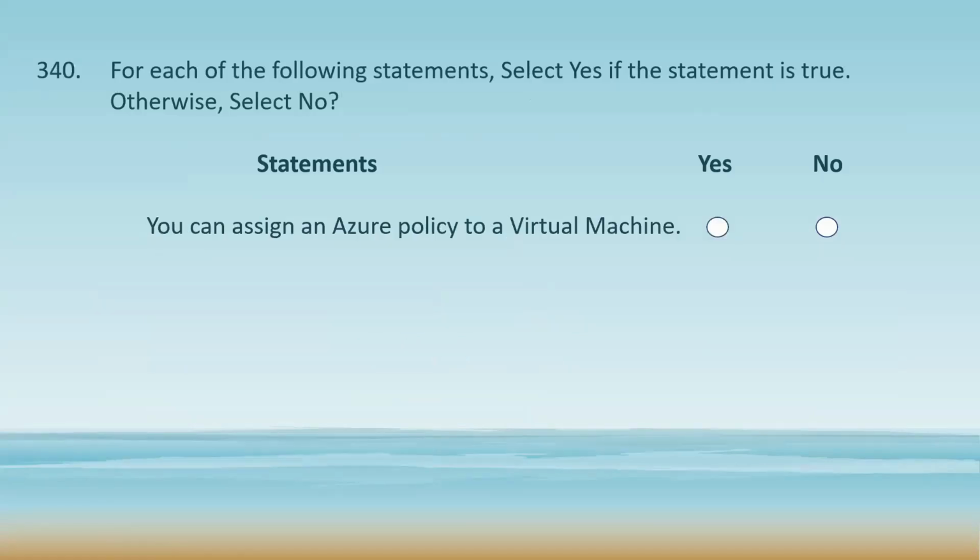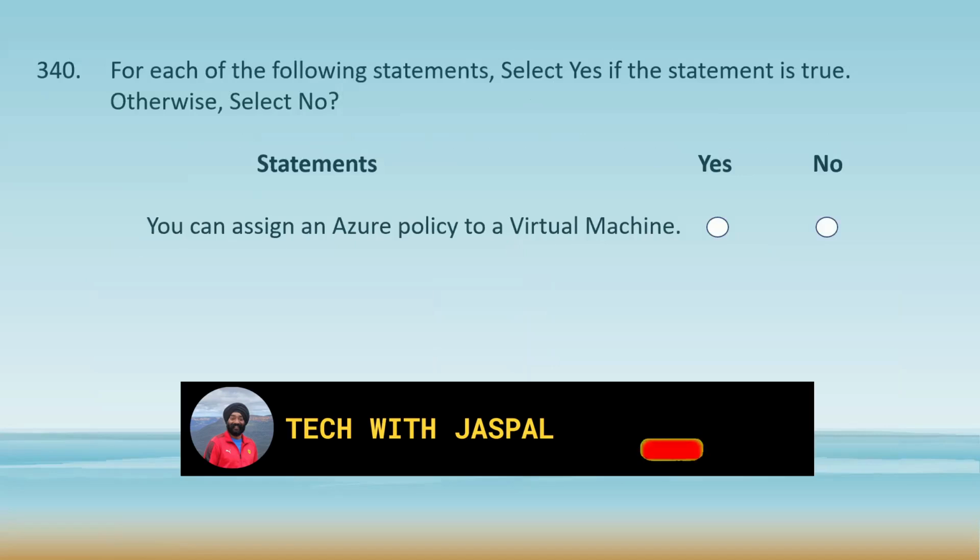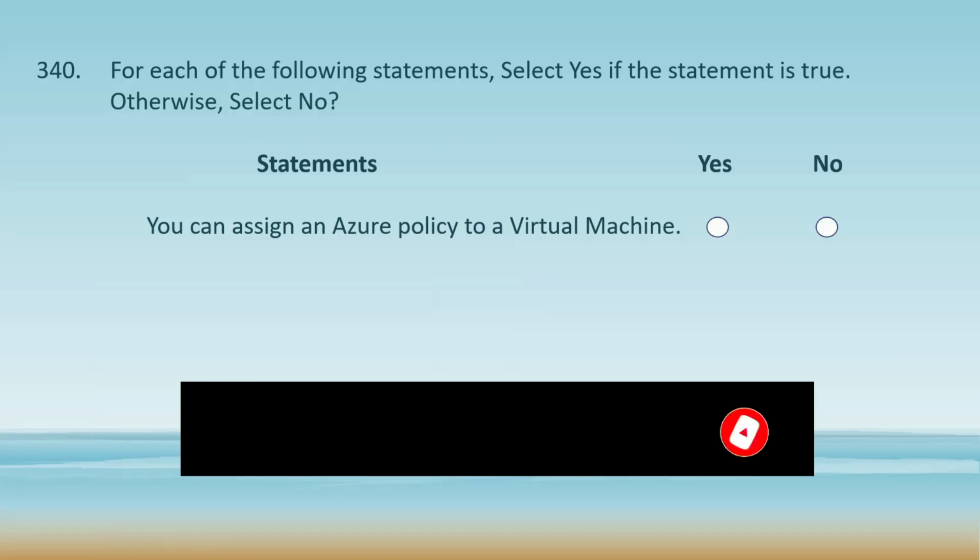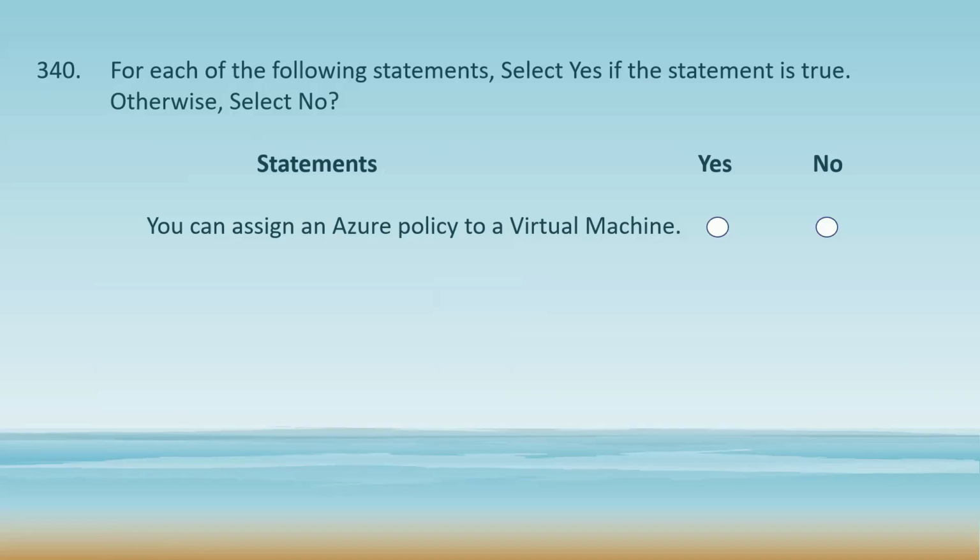We are going to go through another set of statements, and this time they are related to Azure policies. And the first statement is you can assign an Azure policy to a virtual machine. This statement is correct. A policy definition or initiative can be assigned to any scope of resources that Azure supports, such as management groups, subscriptions, resource groups, or even individual resources.